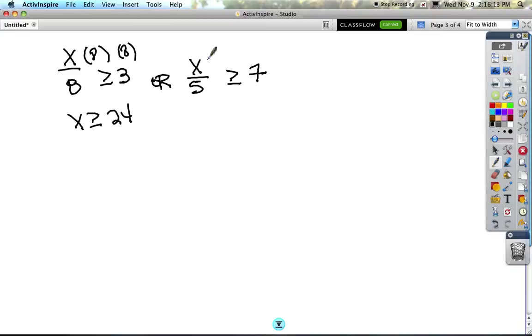How would I solve for x here? Multiply by 5. Or x is greater than or equal to, that's it. So you just solve it out and not put it together? That's exactly right. Dang, that's a whole lot easier.